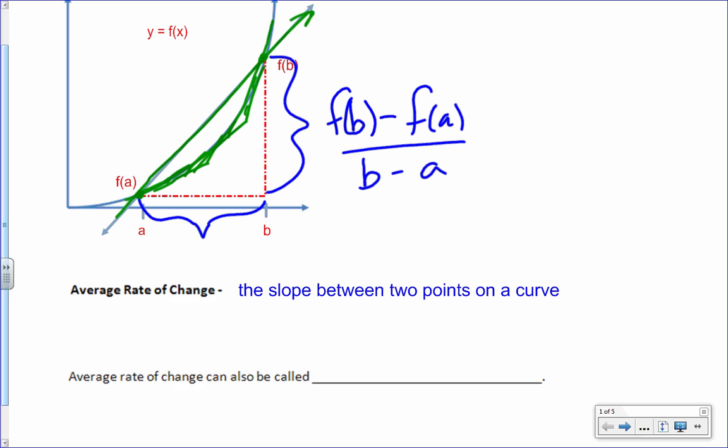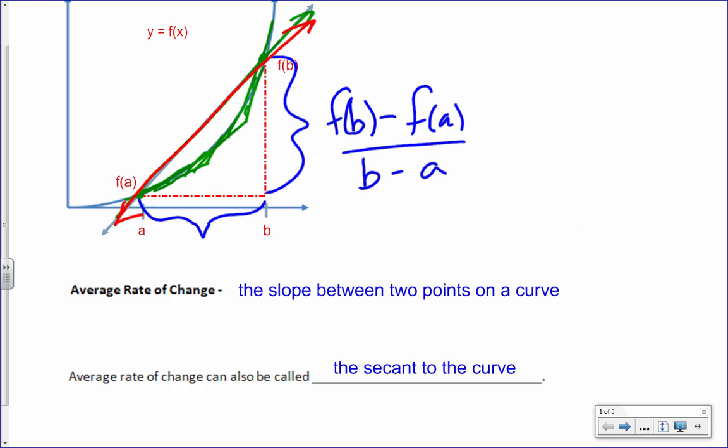Average rate of change actually has another name, okay? And it describes this line here. We're going to see how much you remember from geometry. This line happens to hit the curve twice. Very good, secant. It's the secant to the curve because it hits it twice. Okay. So that's average rate of change over that.